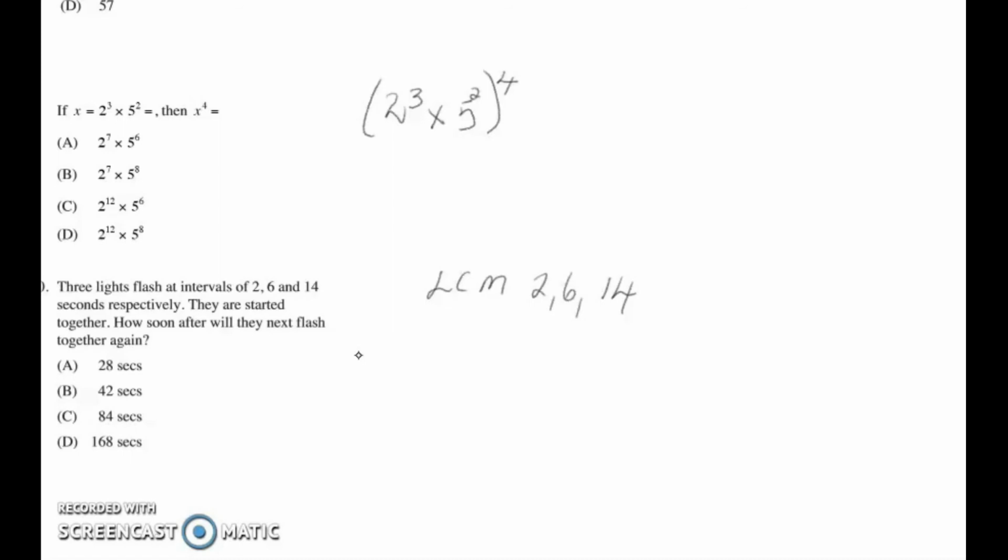Now let us look at that. 2 is 2 times 1. 6 is 2 times 3. 14 is 2 times 7. The LCM must have a 2 in there. It has to have a 3. And it must have a 7. So that gives us 2 times 3 times 7, which is 42. So the answer is B.